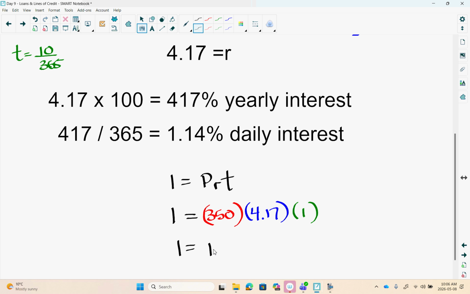I got $1,459.50. That's how much interest they charge me. That's wild, okay? So be careful of these. If you take out a payday loan, make sure you pay it back within a few days.